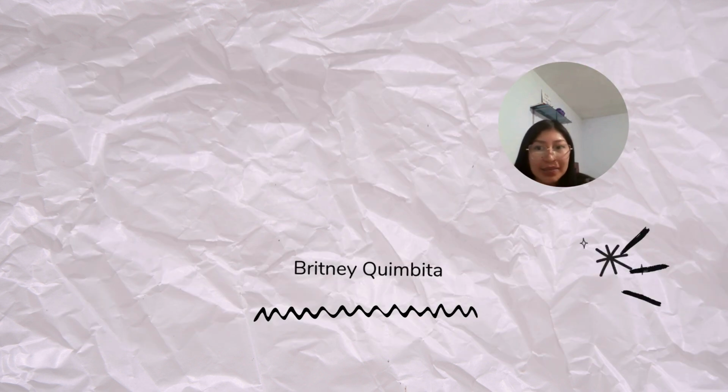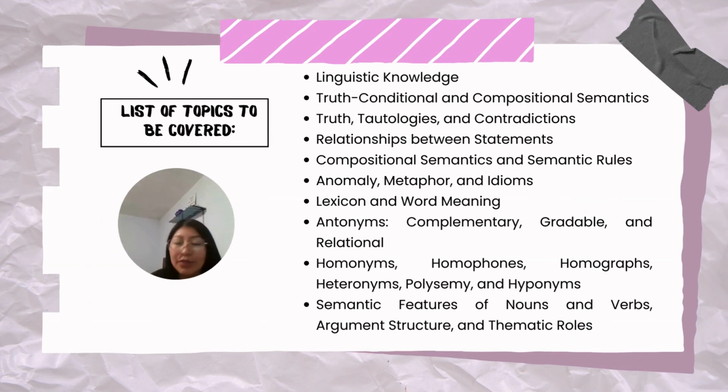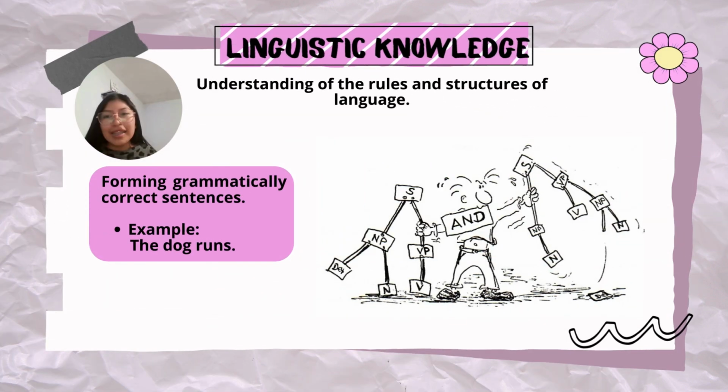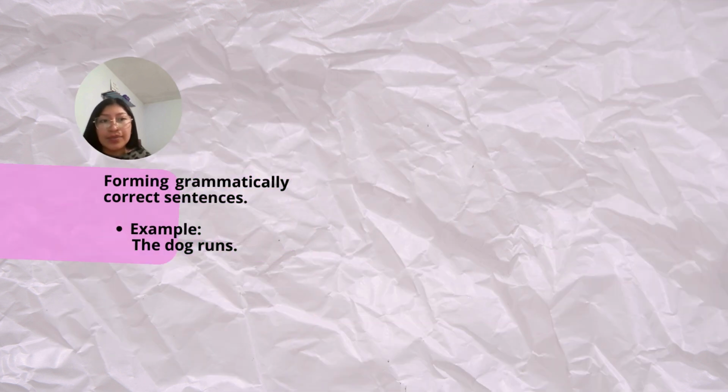Let's get started. These are the list of topics to be covered. Linguistic knowledge. Linguistic knowledge refers to the understanding of the rules and structure that make up a language. It allows us to form a grammatically correct sentence and understand the meaning of words and phrases. For example, knowing that "the dog runs" is a correct sentence in English.